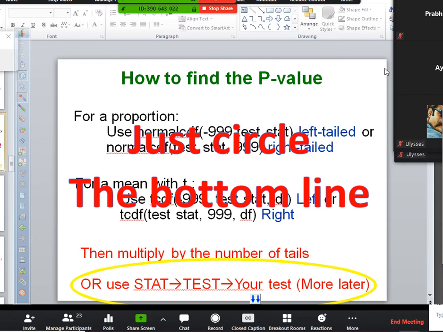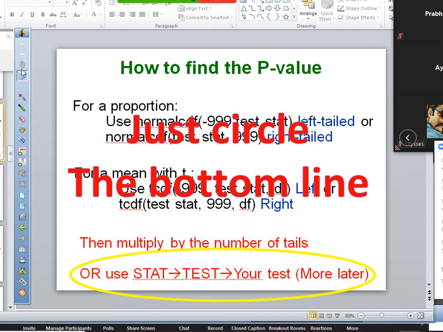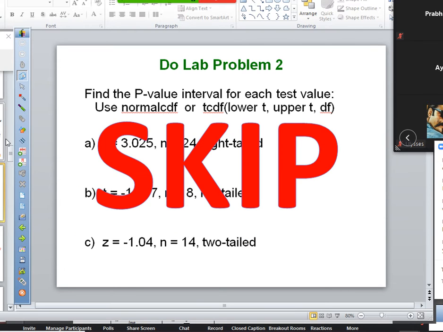Where'd my chat go? Okay, good. So again, circle this part on the bottom, and don't worry about the parts above them. And then we're also going to skip lab problem 2. So for lab problem 2, just write skip across that one, or just put an X through lab problem 2. We're not going to do that.